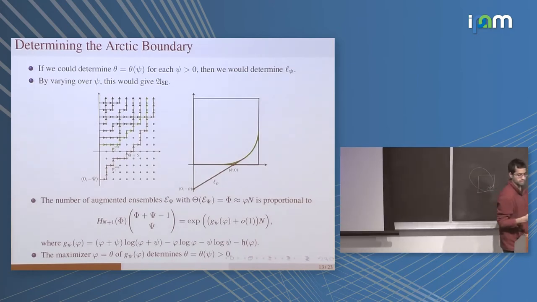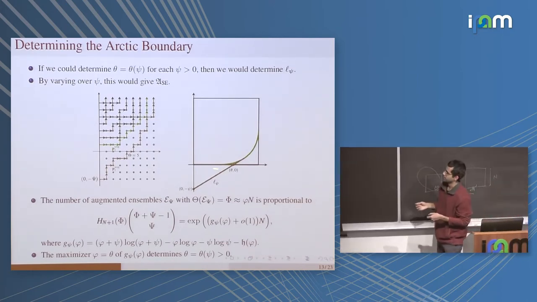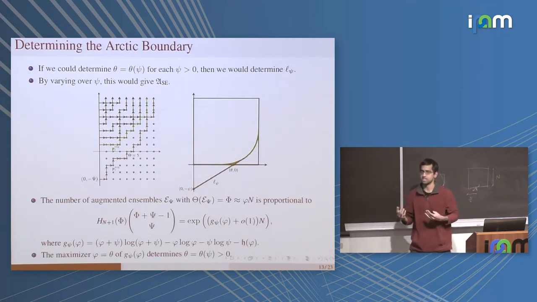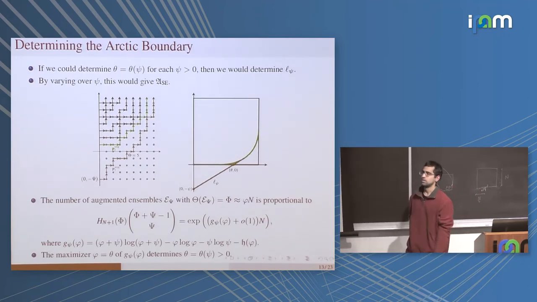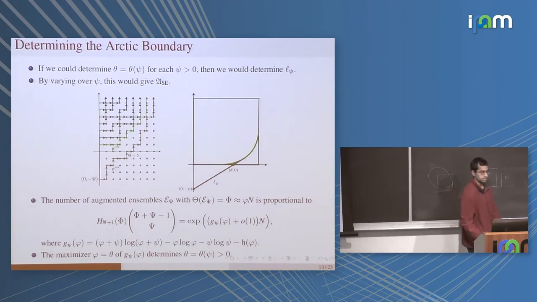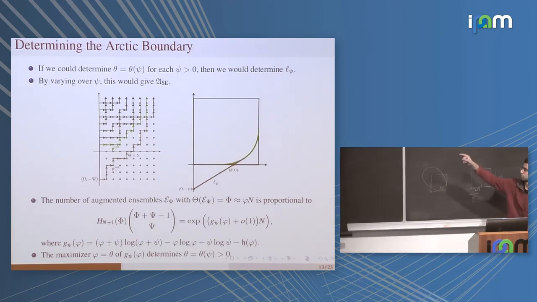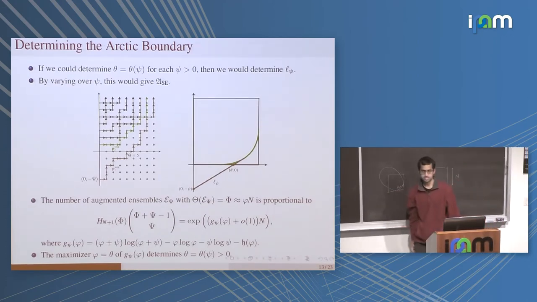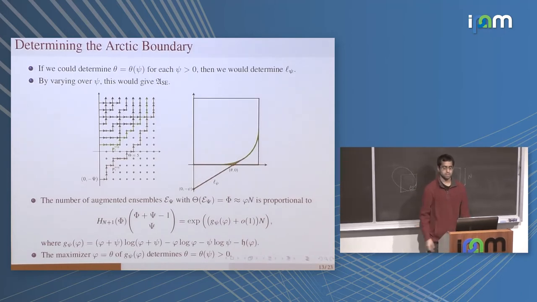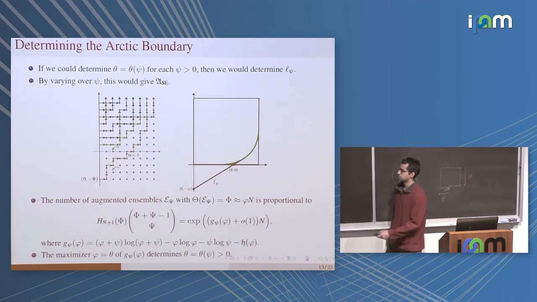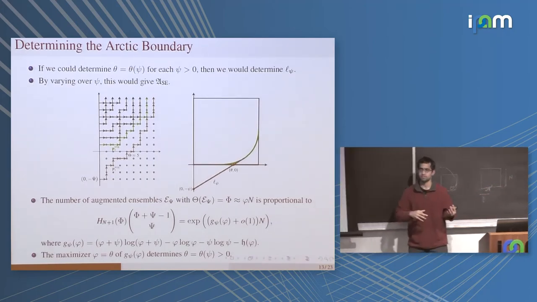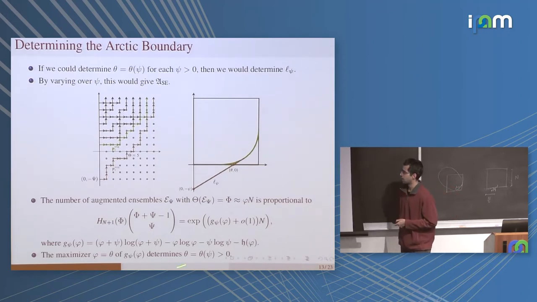Then by varying over theta, I get a tangent line starting from here, or a tangent line starting from here, etc. And the convex envelope of these lines would give me the full arctic curve, or the full green part of the arctic curve. And now what remains is to figure out how to compute this theta of psi. I need the second point on the line, more or less. Now this is what's going to follow from the integrability of the model, from the computation of the h.